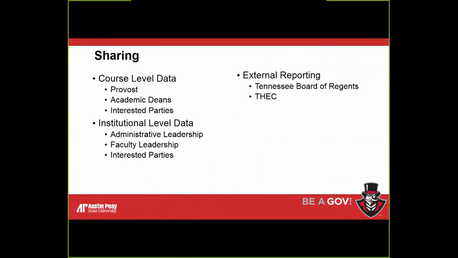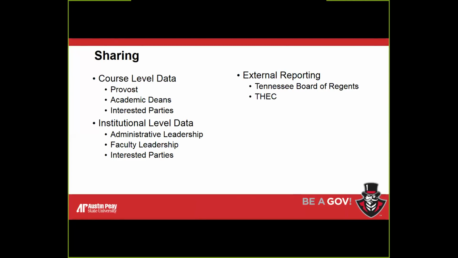So in terms of sharing course level data, we share with provosts, academic deans, and other interested parties. And those interested parties are not just anybody who asks, but parties that really would have a reason why they need that. Institutional level data we share with our administrative leadership, our faculty leadership, and other interested parties.